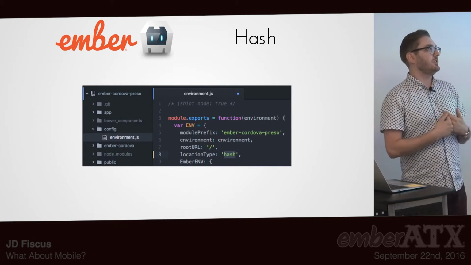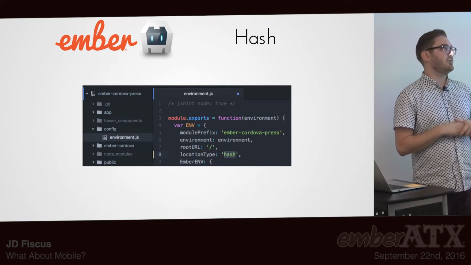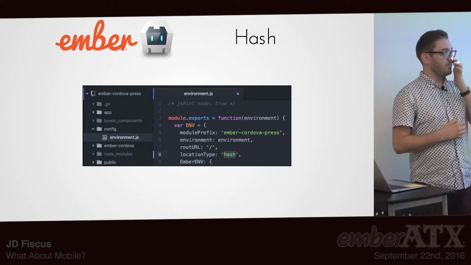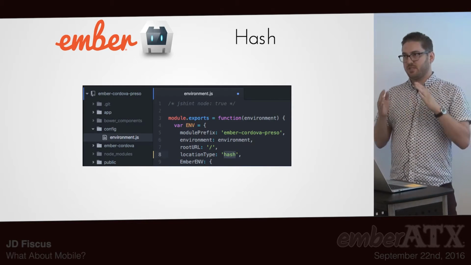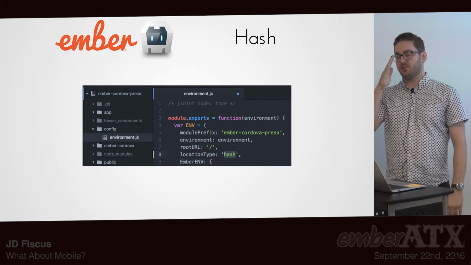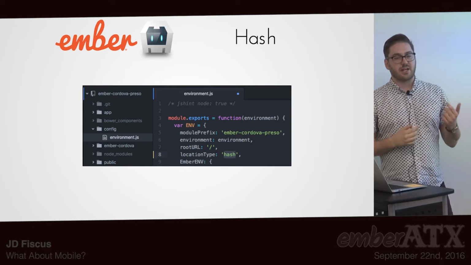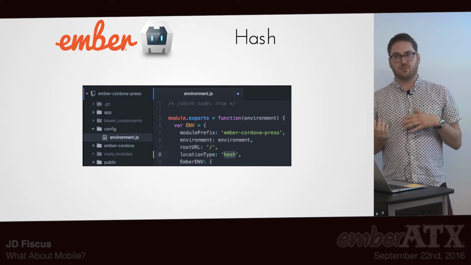The first step that you want to do is go into your config environment and change your location type to hash. This is all native to Ember. What that means is there'll be a hash or a pound sign in the URL. And the reason for that is because Cordova actually interacts with the file system.